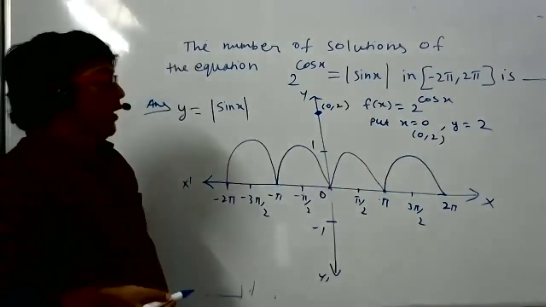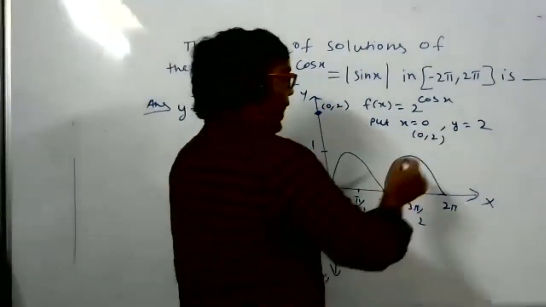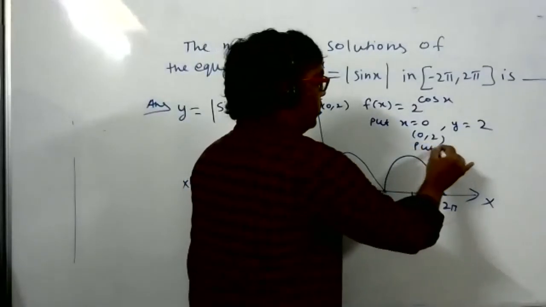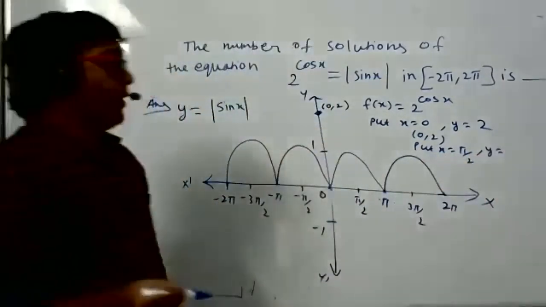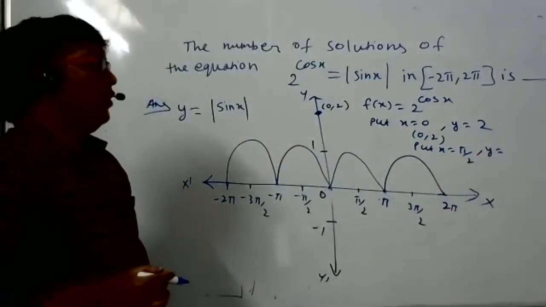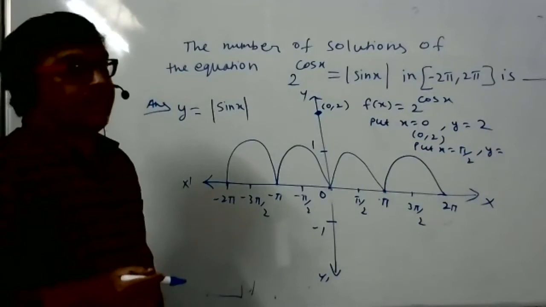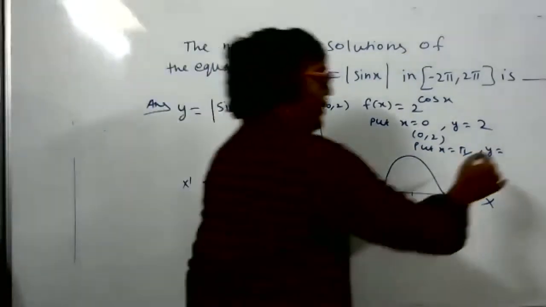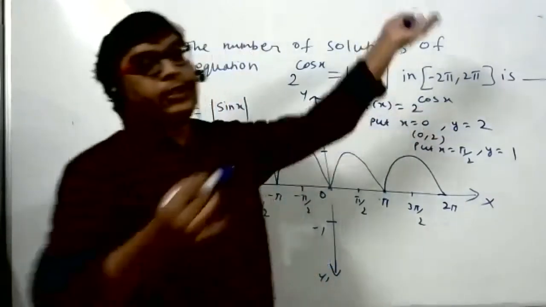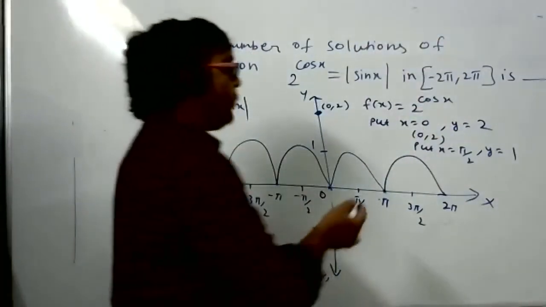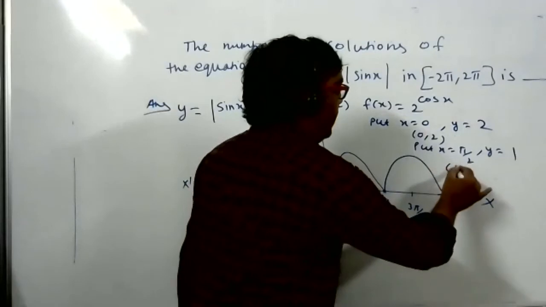Then put x is equal to pi by 2. What is 2 to the power cos x? Sir, 1. Very good. Cos pi by 2 is 0, but 2 to the power 0 is 1. So what is the point? Pi by 2 comma 1.